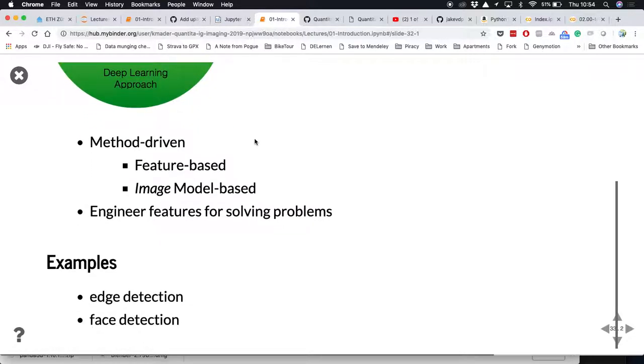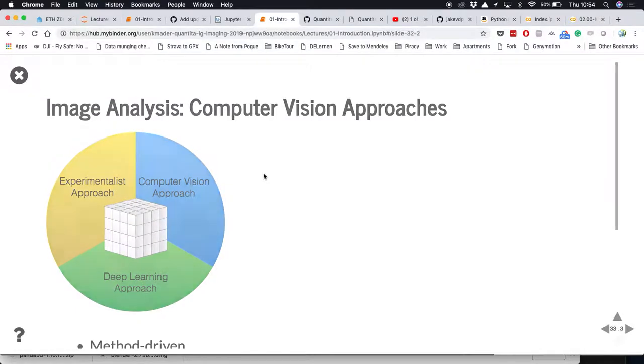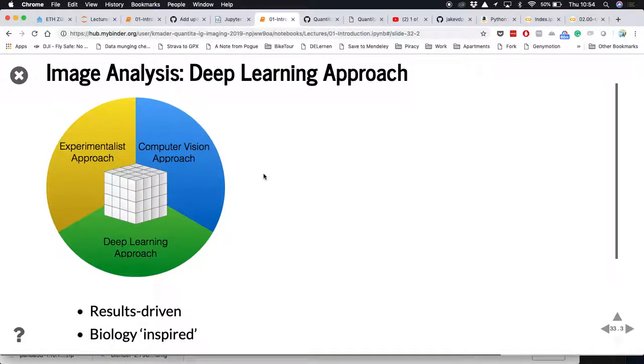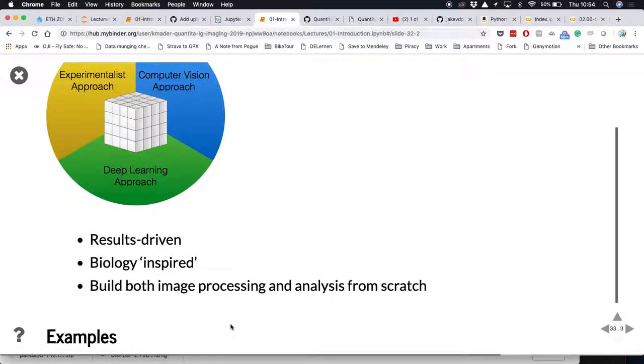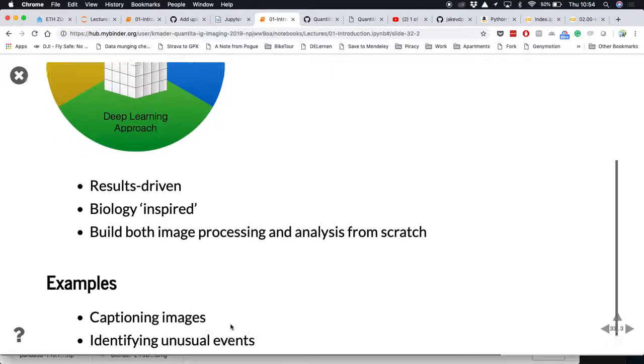Face detection also works this way, where you go through the images and look for certain patterns that look like faces, and then you quickly apply this to lots of different images in order to extract faces from them. The last approach is this deep learning approach. This is much more results driven and biology inspired. This could also be the more machine learning approach, if you wish. It's where you build both the image processing and the analysis from scratch.